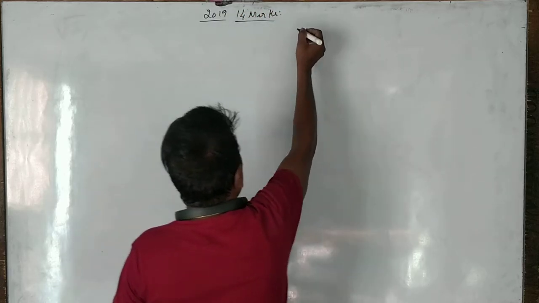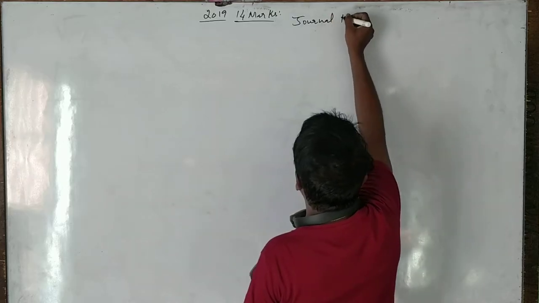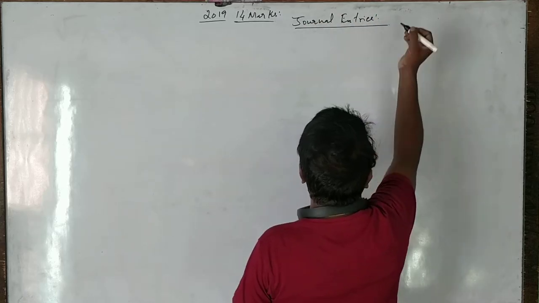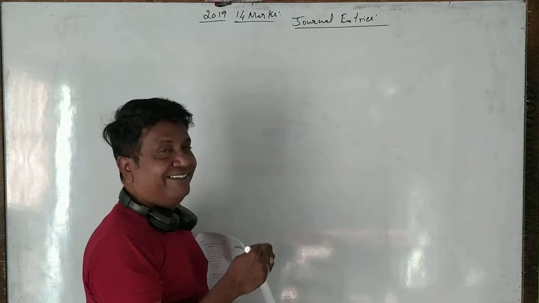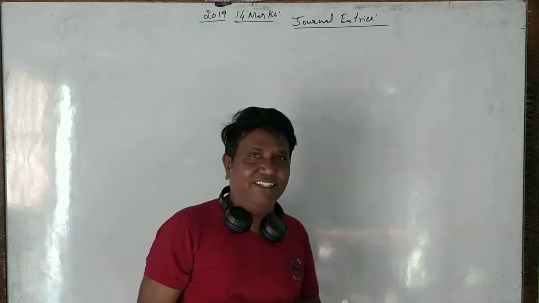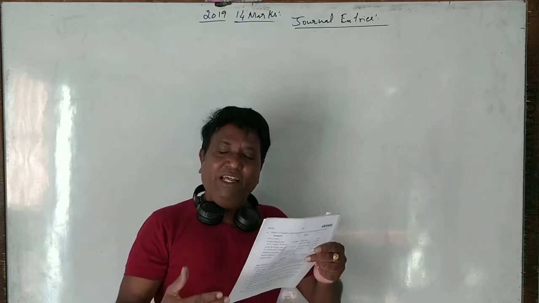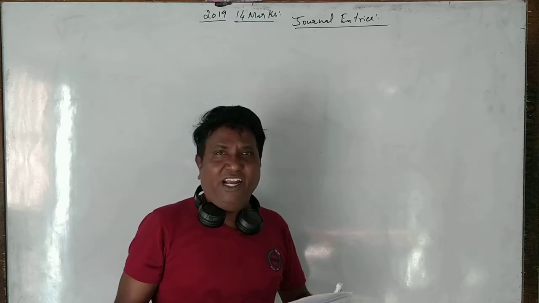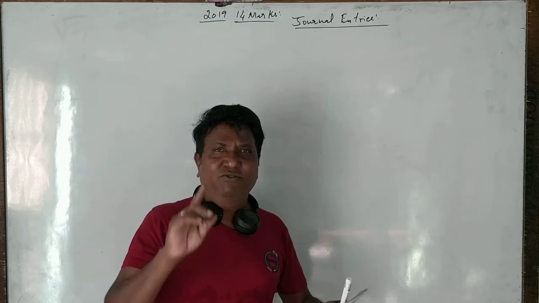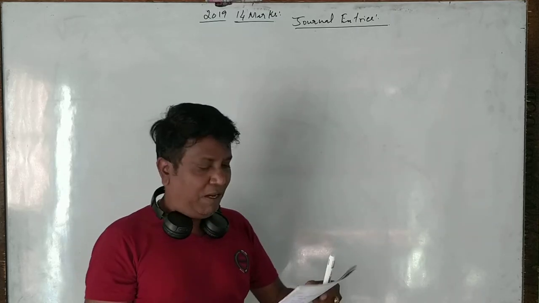Now, firstly, I'll pass journal entries. Now, let's see how to pass the journal entries. How to pass the journal entries, sir? Read the adjustments one by one and pass the journal entries similarly. There is no need to understand what is there in the balance sheet. First, read adjustment number one and see what journal entry you can pass.